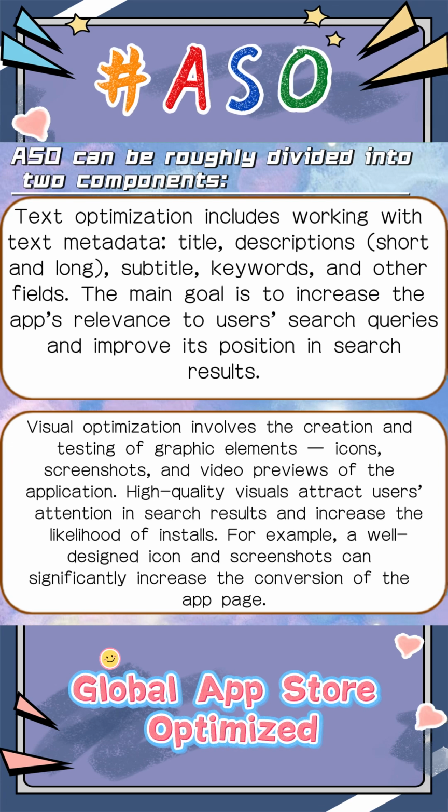Visual optimization involves the creation and testing of graphic elements: icons, screenshots, and video previews of the application. High-quality visuals attract users' attention in search results and increase the likelihood of installs. For example, a well-designed icon and screenshots can significantly increase the conversion of the app page.